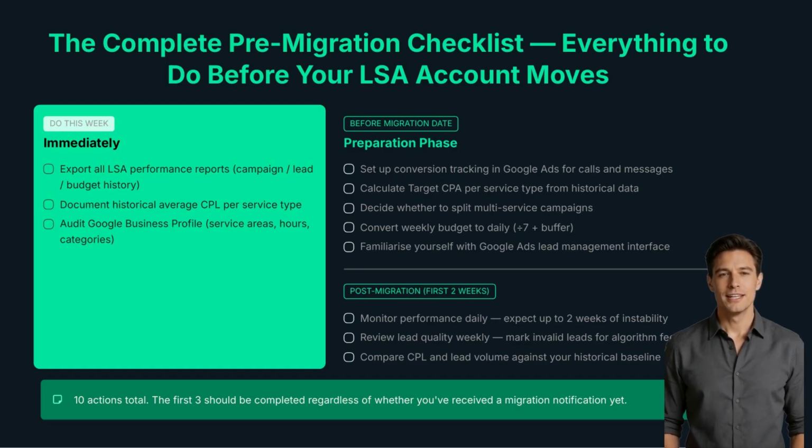Before your migration date, do the following. Set up conversion tracking in Google Ads for phone calls and messages if you haven't already. Decide whether to split multi-service campaigns into single-service campaigns with individual target CPA targets. Convert your weekly budget to a daily budget figure and verify it. Get familiar with the Google Ads lead management interface. This is where you'll manage leads after the dashboard retires.